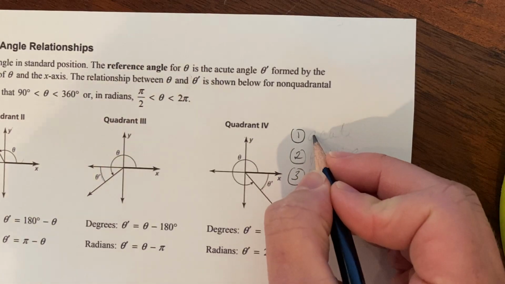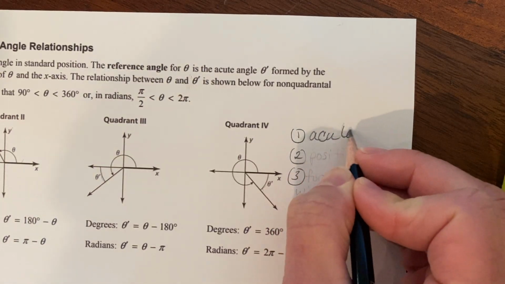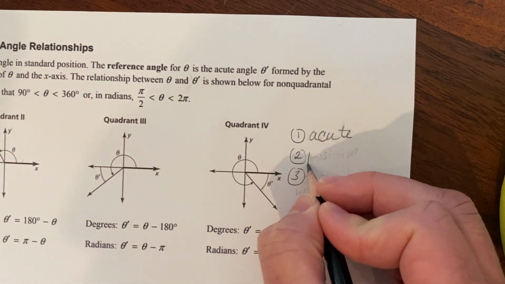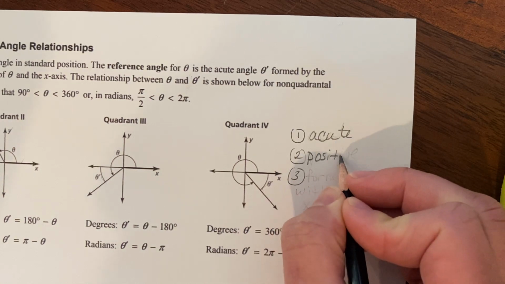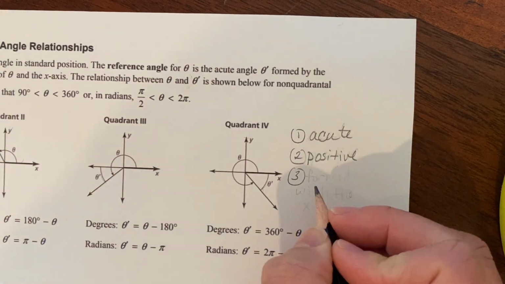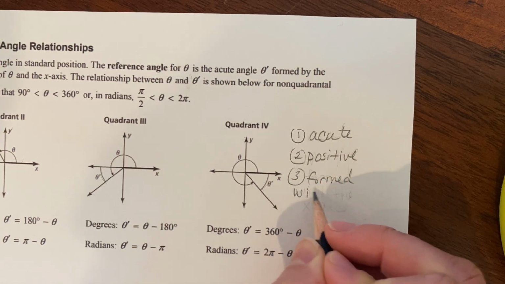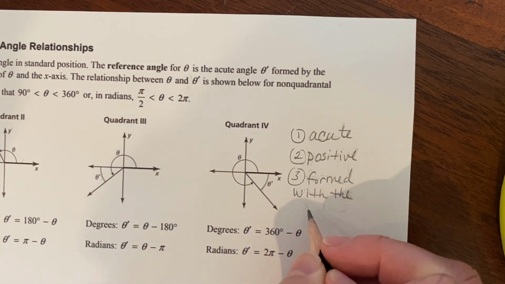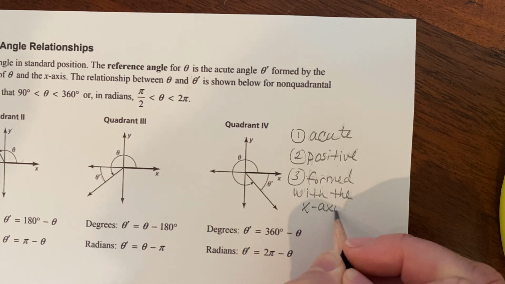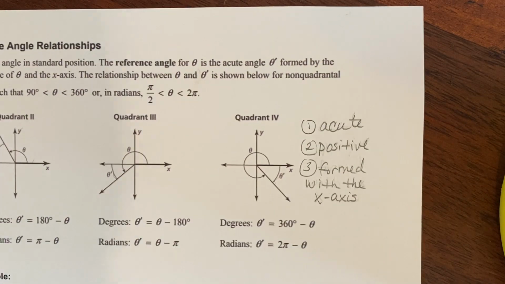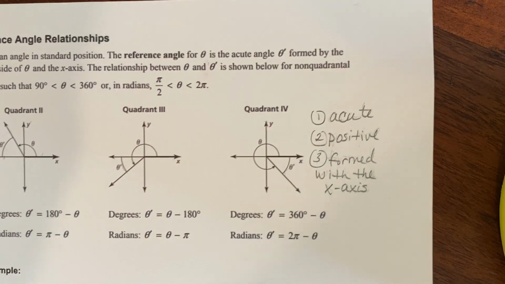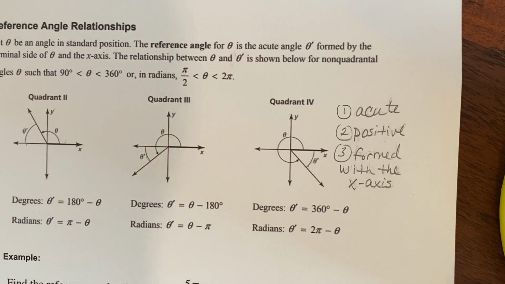So reference angles, I have three things I want you to remember about them. The first thing is that they are acute, so they're always less than 90 degrees. They're always going to be positive angles, and they are always formed with the x-axis. And again, the unit circle has special reference angles that you're going to use, but you can find a reference angle from any angle drawn in the coordinate plane.